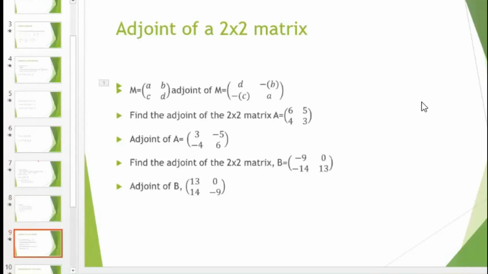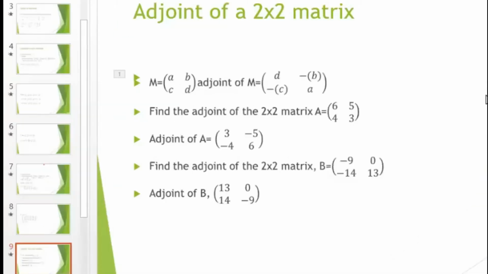Good. So we'll be looking at the adjoint of a 2 by 2 matrix. Now you will only need to use the adjoint when you're finding the inverse of a matrix. All right, we will do the adjoint. Yes, we use the adjoint when we have to find the inverse of a matrix.